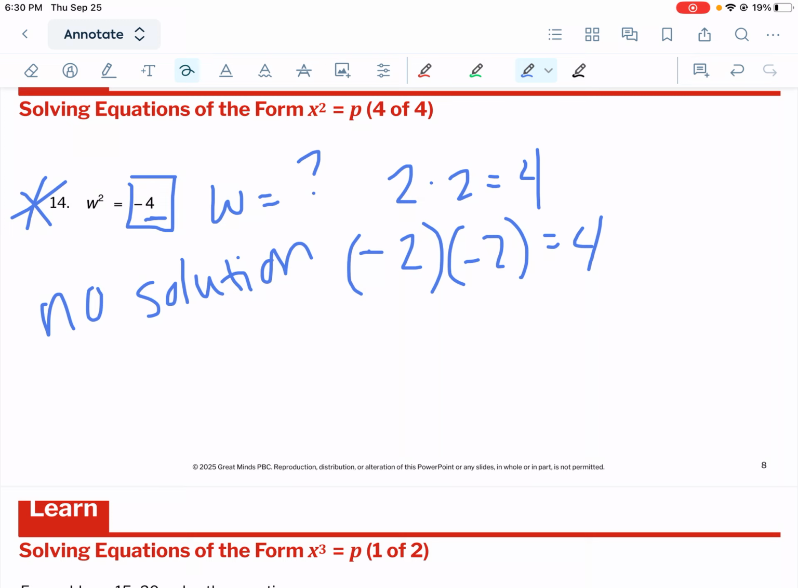It is a trick question because your perfect square values would never be negative, ever, ever, ever. If you ever see a negative value posted up as a perfect square, just know it has no solution every time.